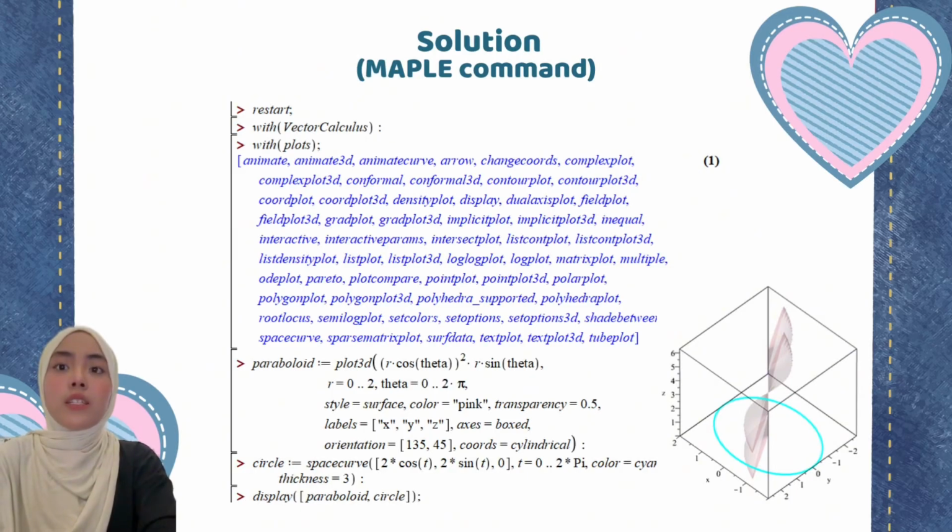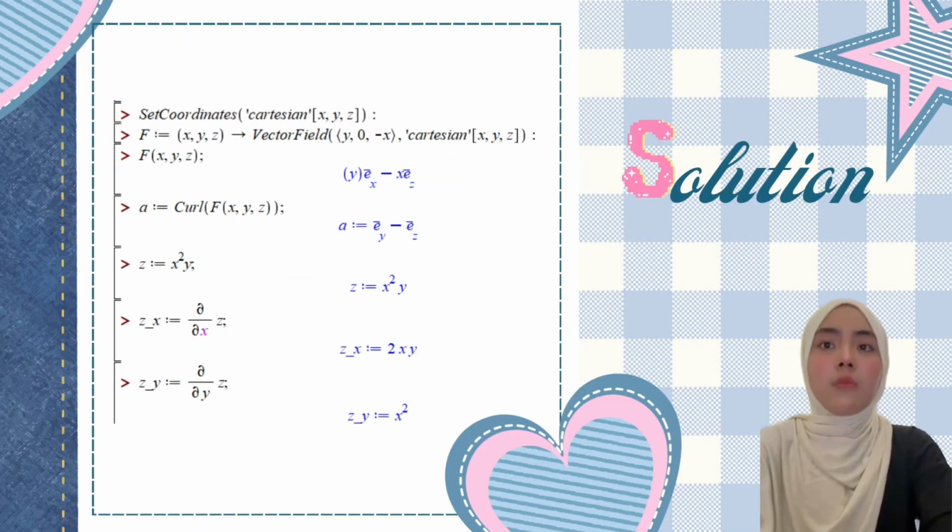We also plot a circle in the xy plane using the spacecurve command. The parametric equation for the circle is x equals 2 cos t, y equals 2 sin t, and it is colored cyan with a thicker line for emphasis. Both the parabola and the circle are combined using the display command to provide a complete 3D view of the system.